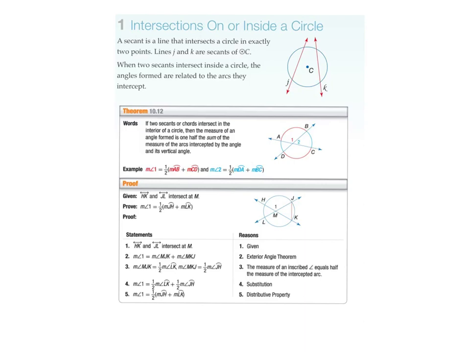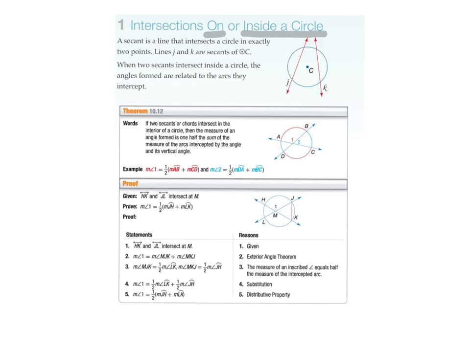In section number 1, we're going to look at intersections of lines in your circle, either on the circle, which is a tangent, or inside the circle. Let's deal with the inside of a circle. Whenever you get two secants, which is where your chords extend past the circle, what do you do with them?